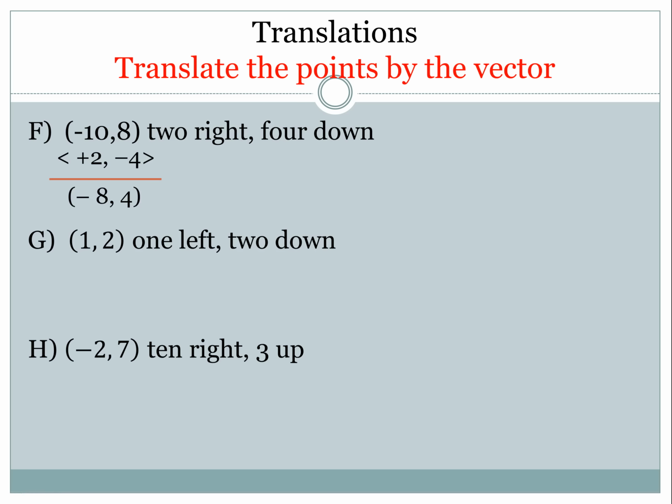Now, I would suggest that you pause the video, do G and H on your own, and when you're ready to move on, after you've paused the video, go ahead and check your answers. Okay, and we're back. So if you're ready to check your answers, each of those points gets translated to those new coordinates. So G prime is (0, 0), H prime is (8, 10). Awesome. Pause if you need to check, and if you're ready to go on, go ahead and press play.